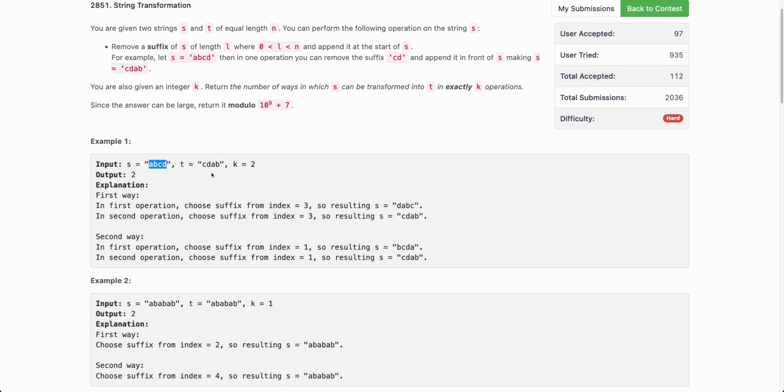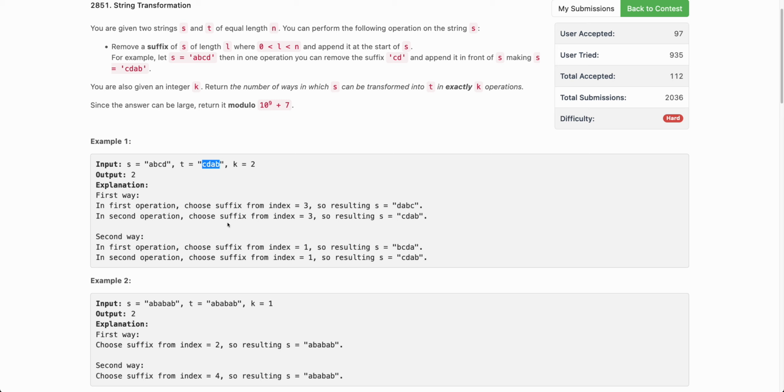So let's just take one example. Let's say s is abcd and t is cdab and k is 2. Basically in exactly 2 operations you have to convert abcd into cdab. So in the first operation you can choose the suffix from index 3, and if you choose this, the resultant string would become dabc, and then you can choose again the suffix with index 3. So this time it will be c, so the string would become cdab, and cdab is equal to t. So this is one way.